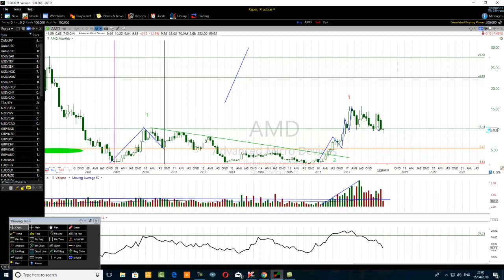So we will expect that this correction will find its first support in the zone of $10.14. Will it do that? It does not have to. It does not have to.